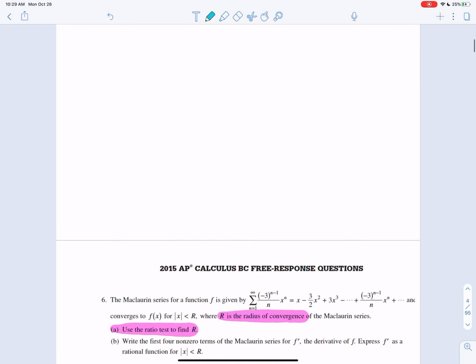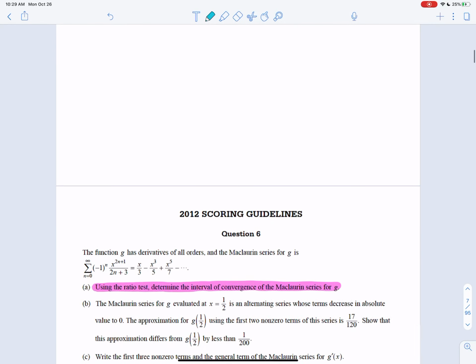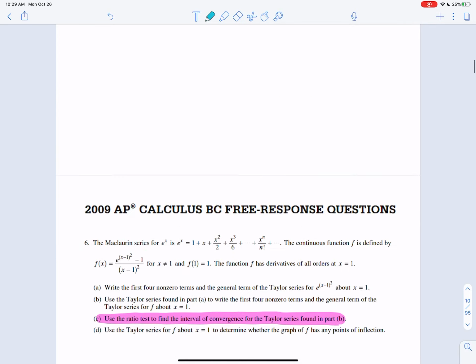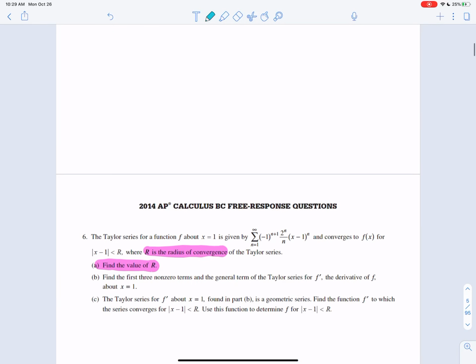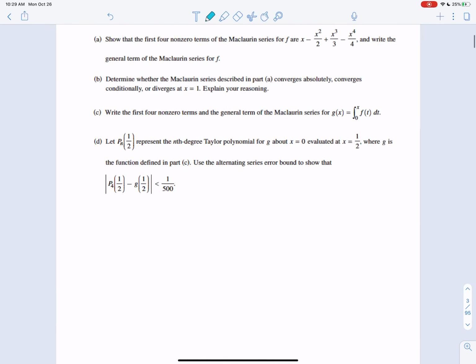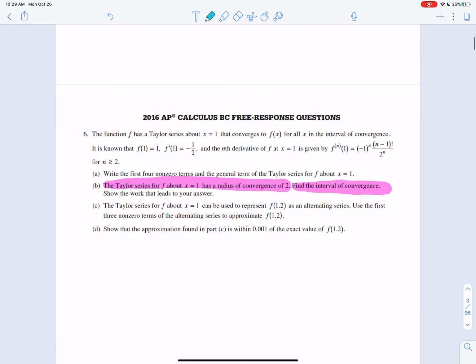So let's see, we have 1, 2, 3, 4, 5. So I'll probably do around 3 of them, or maybe 2. We'll see how this goes. Okay, so we'll go in order. 2016. So remember, they're either going to ask you for the radius of convergence or the interval of convergence. Okay, radius is definitely shorter. Interval of convergence, you got to do a little bit of extra work, okay? But both are easy if you remember the steps.